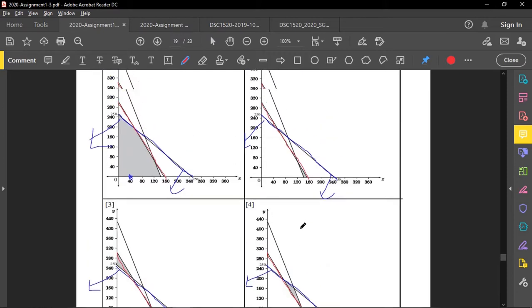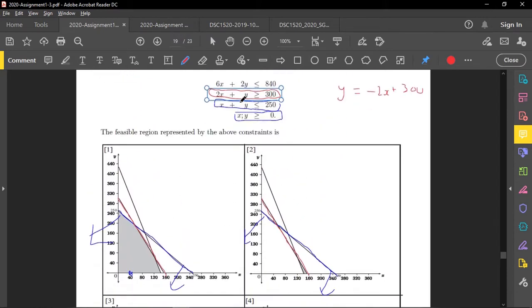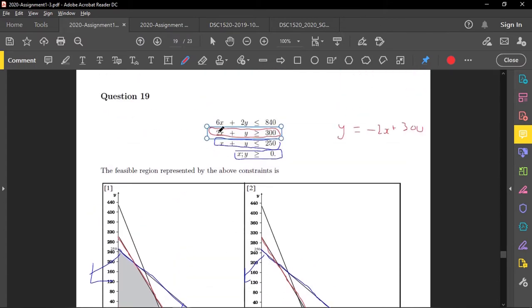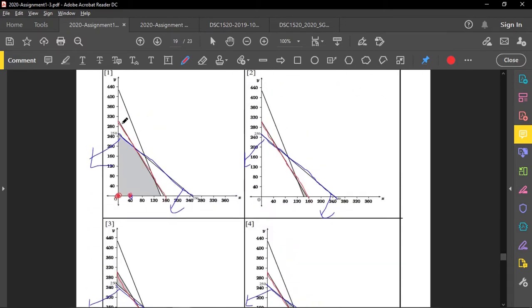Okay, so that's the one I'm looking at. 2x plus y must be greater than or equal to 300. All right, so if it's greater than, I need to choose an amount. So if I look at a point on this side, if I take the origin, if I put 0, 0 here, 0 plus 0 is 0. Is 0 greater than 300? No, it's not. Okay, so for this line, I need to be on that side.